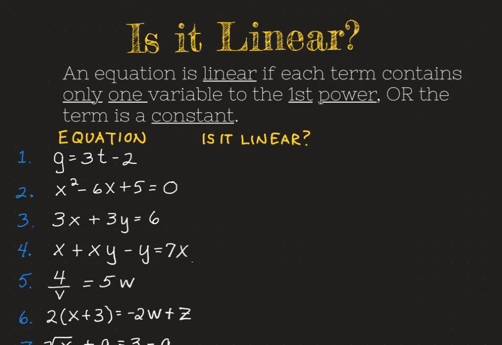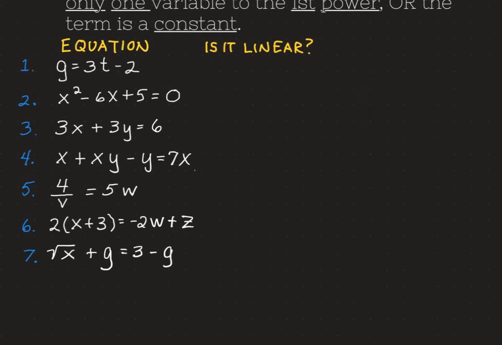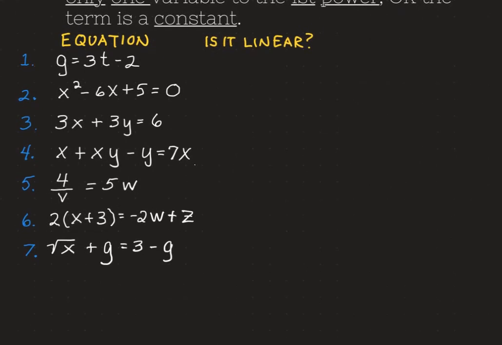Number 2, x squared minus 6x plus 5 equals 0. Number 3, 3x plus 3y equals 6. Number 4, x plus xy minus y equals 7x. Number 5, 4 divided by v equals 5w. Number 6, 2 times the quantity x plus 3 close parenthesis equals negative 2w plus z. And finally, number 7, the square root of x plus g equals 3 minus g. Which of those are linear?